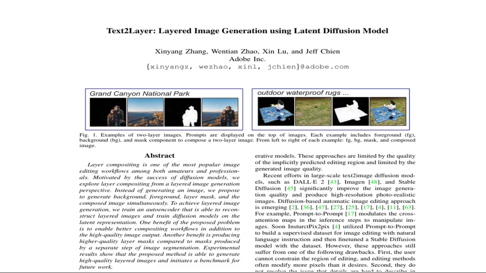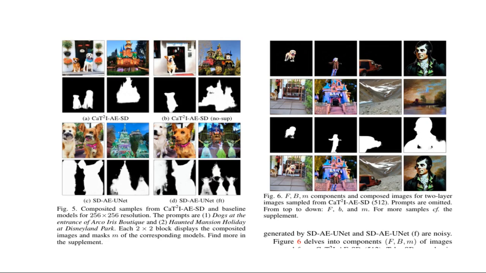So layer compositing is essential in both professional and amateur image editing, and this paper makes it more efficient using latent diffusion model. And how does it work? Yes, instead of generating a single image, the system generates, of course, as I have already specified, the background, the foreground, and layer mask.